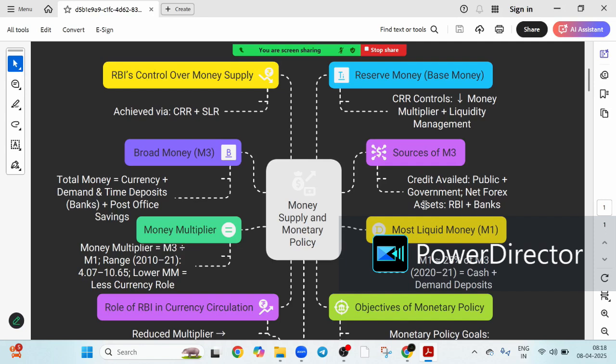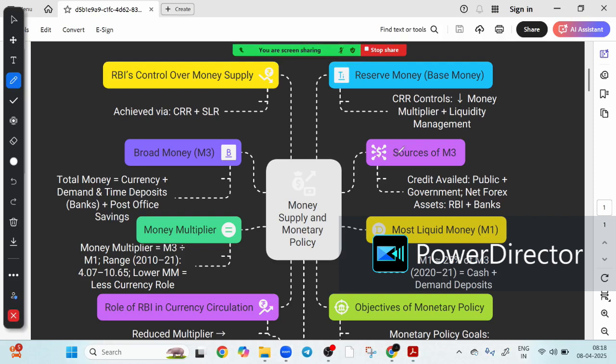This will help you cover the main aspects in just one single slide. Ever wondered how the RBI controls the flow of money in our economy, or how money supply impacts inflation and financial stability? In this slide, we are diving into the most powerful yet often misunderstood engine behind our economy, that is money supply and monetary policy. At the heart of our monetary system lies something called money supply and monetary policy.